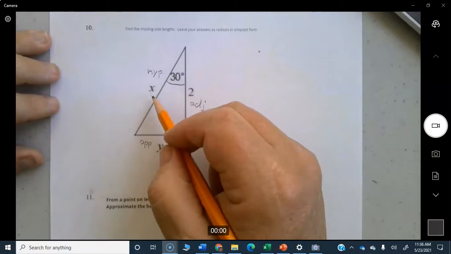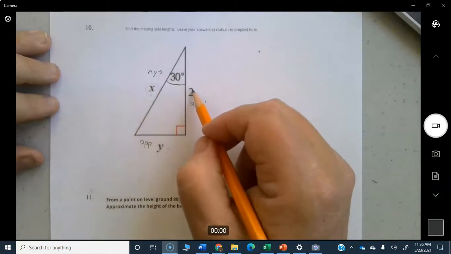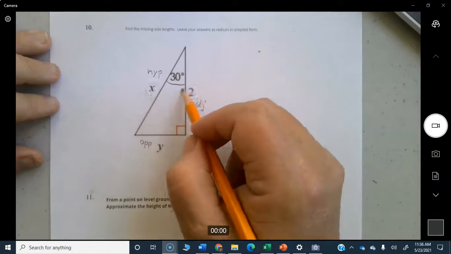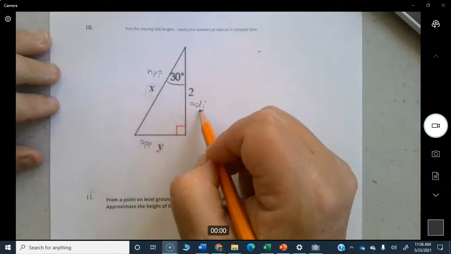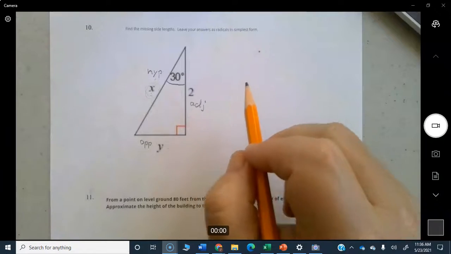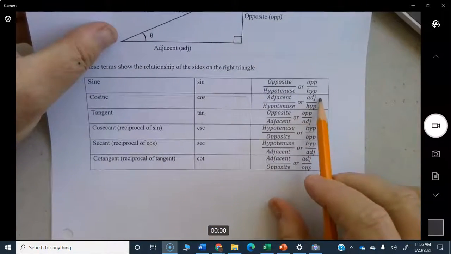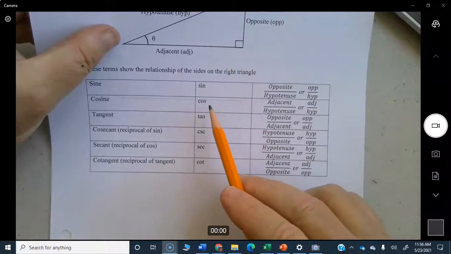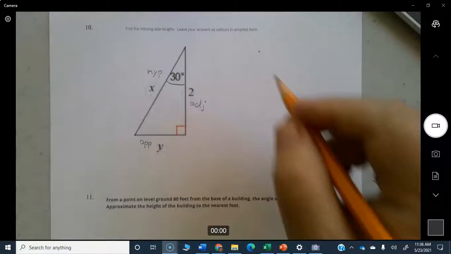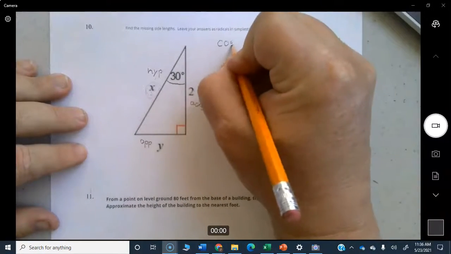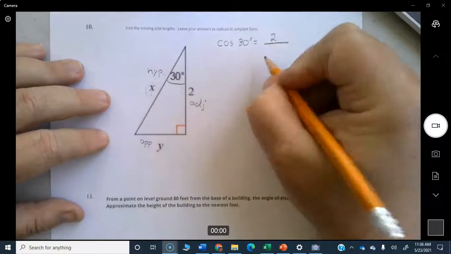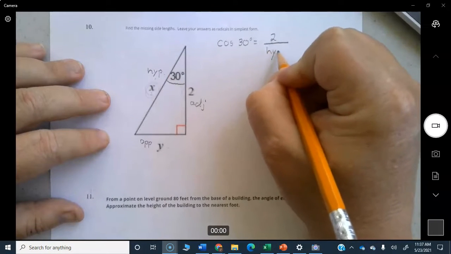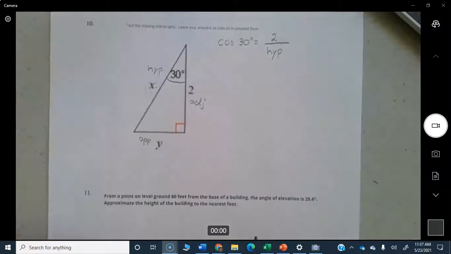We'll start with X. So we want what we know and what we don't know, and the side that we know here. So we don't know the hypotenuse. We do know the adjacent. So the relationship between hypotenuse and adjacent is right here. It's adjacent over hypotenuse, which is the cosine. So we're going to say that the cosine of 30 equals the adjacent, which is 2, over the hypotenuse. If you want, you can call it X. Either way is fine.